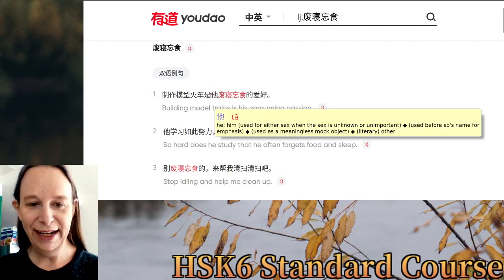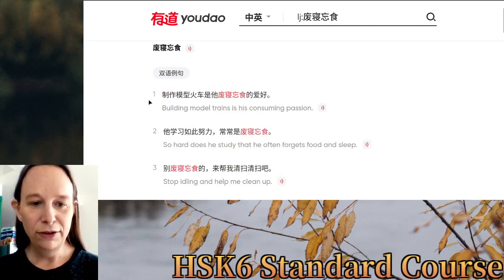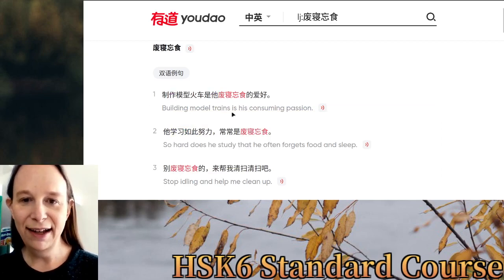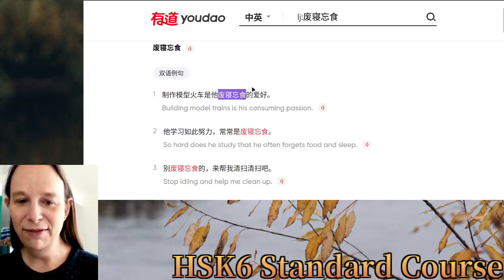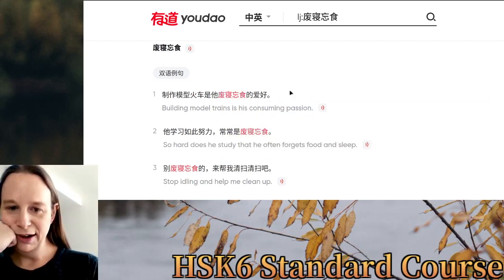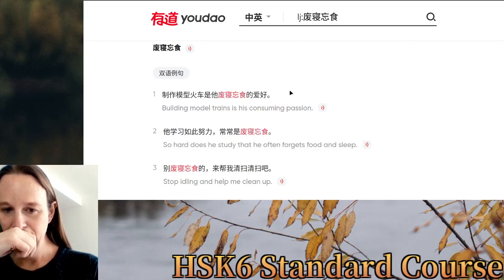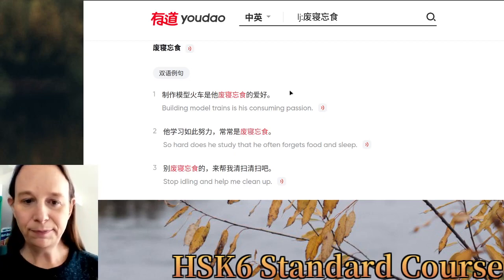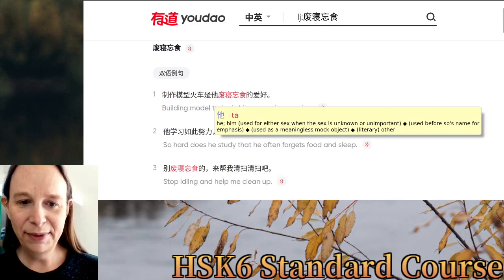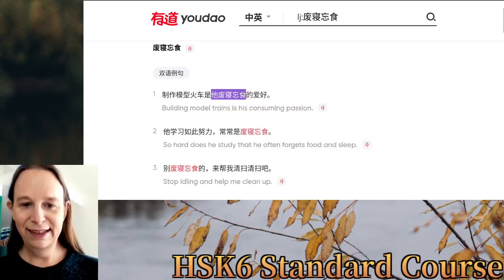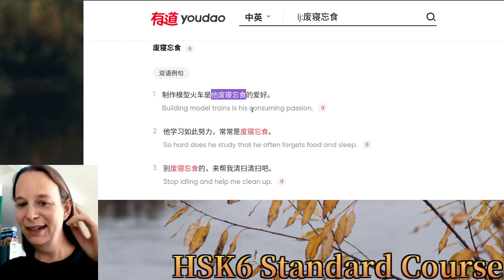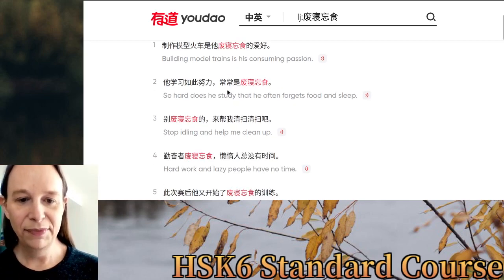So here it looks like it's functioning as a verb. Okay. 制作模型火车是他废寝忘食的爱好. No, I was wrong. It's an adjective modifying this. Or no, maybe it is a verb. So it's a verb and it combines with ta, and this modifies aihao, right? So it's his consuming passion. I think that's how it works. 常常是, okay.